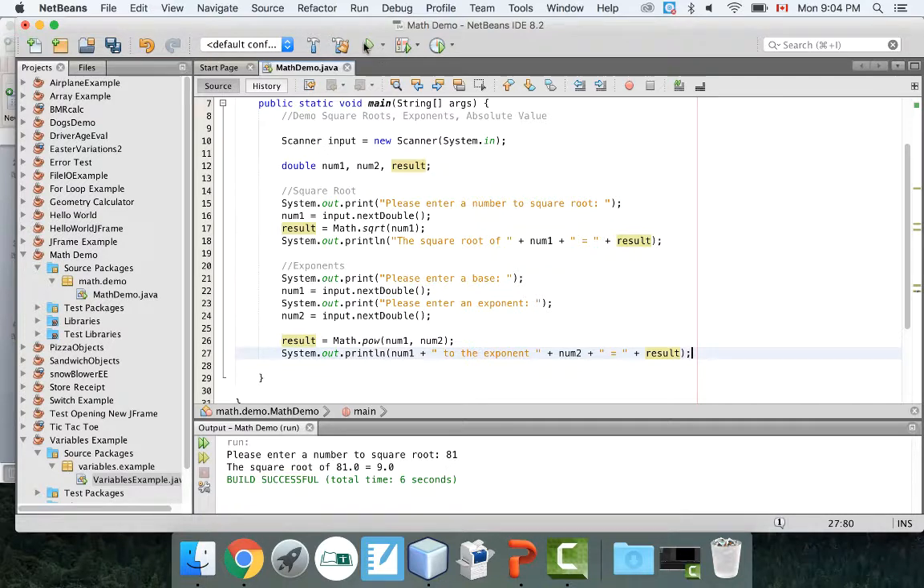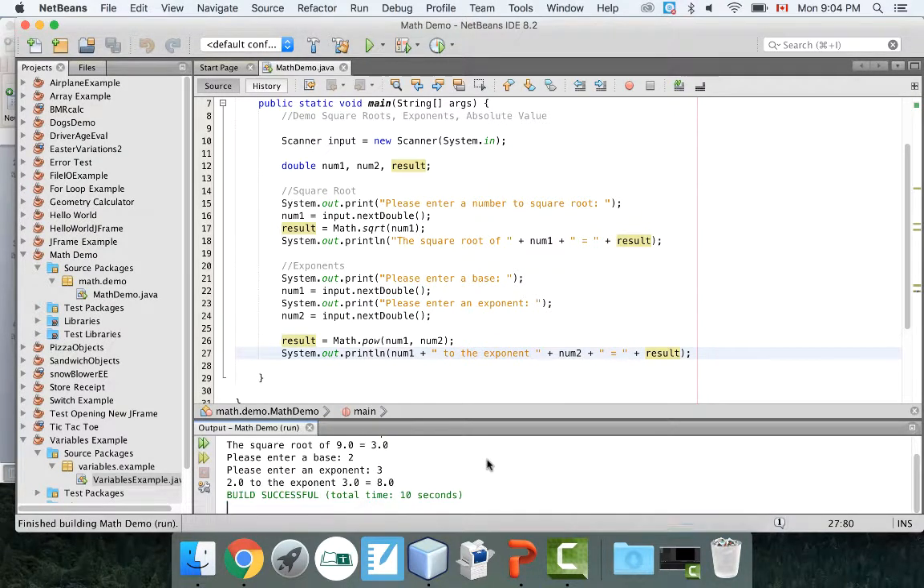So let's try doing 2 to the exponent 3 and make sure it actually works. It should say 8. Oh, I've got to do this thing first. Okay, so the base would be 2, exponent 3. 2 to the exponent 3 is 8. Perfect. Alright, so we've got exponents working now.